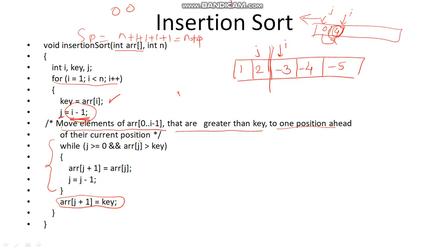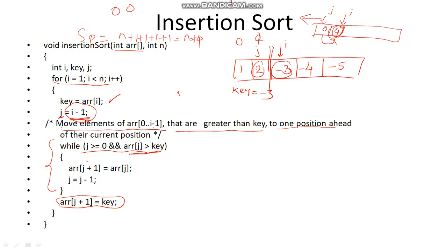So now here what we want to do is check how many elements need to be shifted. So key is equal to array of i. So i is here, so this becomes key. Key is equal to -3. Okay, and what is being done here? While j is greater than or equal to 0, j is 1 and this is the 0 index, and array of j is greater than key. So this is greater than key.